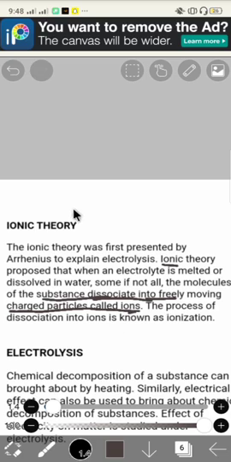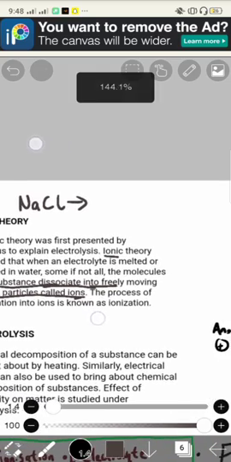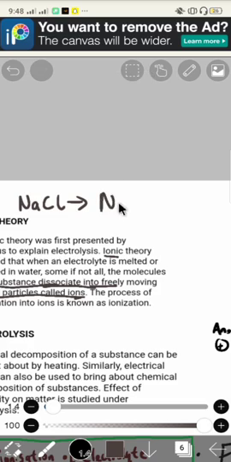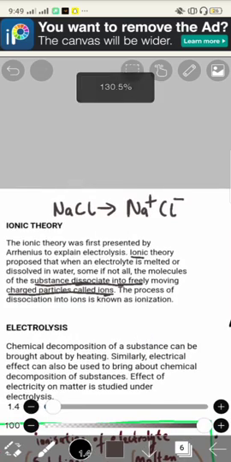So in the sense that if we are to do dissociation of sodium chloride now, dissociation of sodium chloride will yield what? Na plus, Cl minus. This is a form of dissociation. You get what I'm saying? So this is the ionic theory.